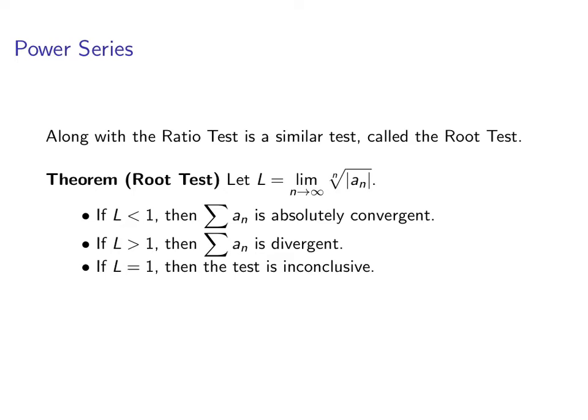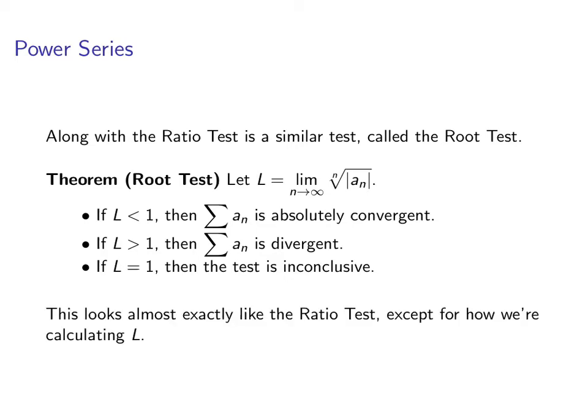If L is less than 1, then the series is absolutely convergent. If it's bigger than 1, then the series is divergent. And if L is equal to 1, then the test is inconclusive. Well, this looks almost exactly like the ratio test. The only difference is how we're computing L. In the ratio test, we computed the limit of the absolute value of a sub n plus 1 over a sub n. This time we're computing the limit of the nth root of the absolute value of a sub n.